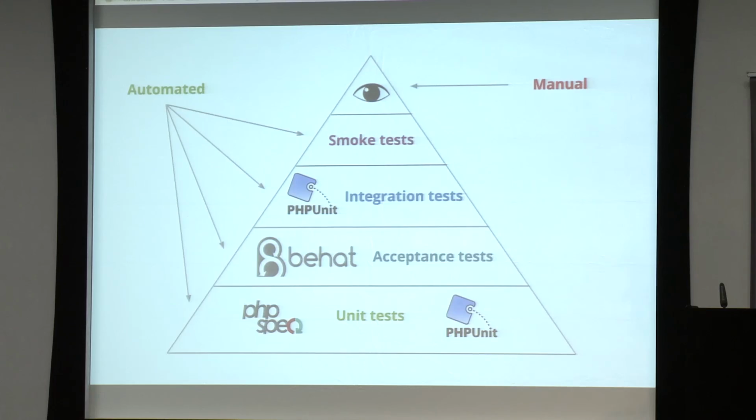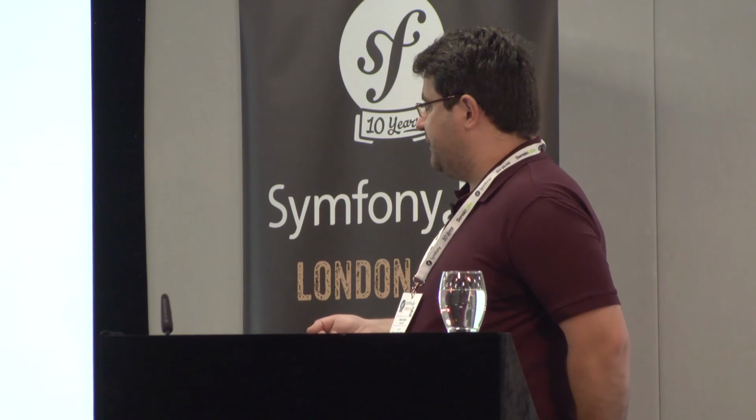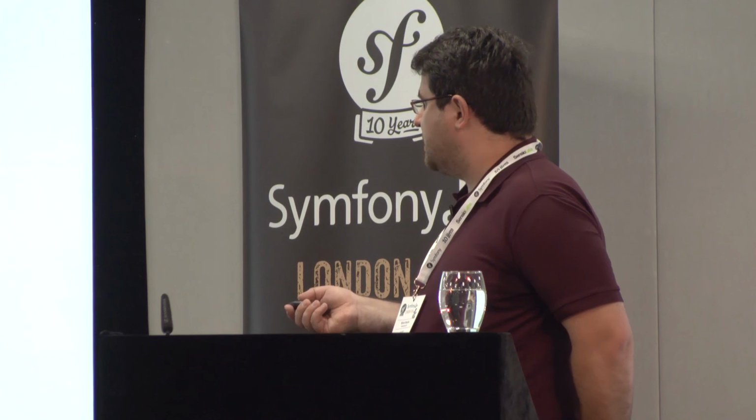So at different levels, we use different tools to automate it. The only level we can't automate is the manual test to check that everything works. But for unit tests, people usually use PHPUnit or PHPSpec. They are very similar, so we do almost the same. Behat is used for acceptance tests. Sorry.